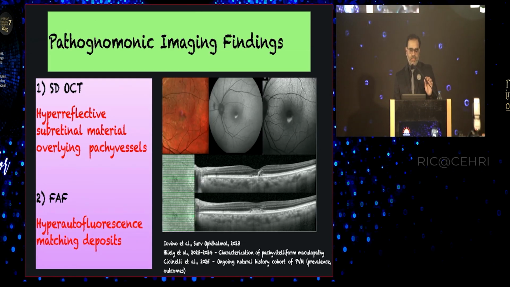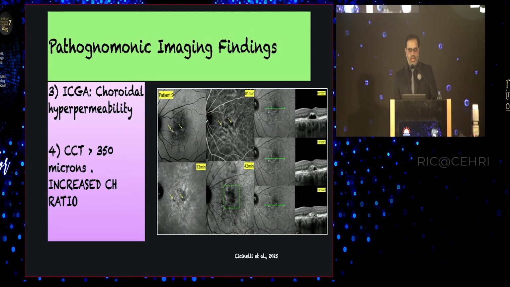First, before that, the pathognomonic imaging findings. As I said, on an SS-OCT you will see a hyperreflective subretinal material overlying these pachy vessels. And when you do an FAF, you'll see hyperautofluorescence which matches the deposits. The ICG will show choroidal hyperpermeability, and the choroidal thickness would be more than 350 microns. And they would have an increased HC ratio, that is Haller's layer to the central choroidal thickness.